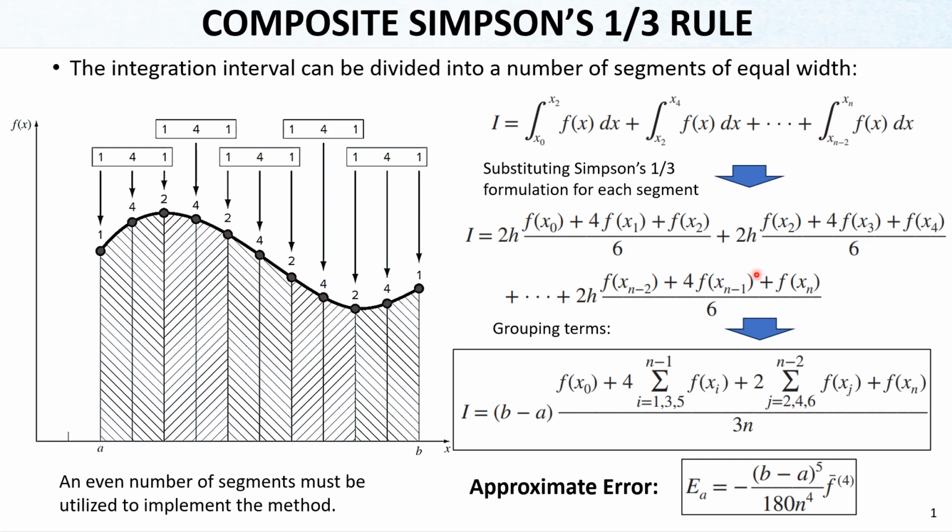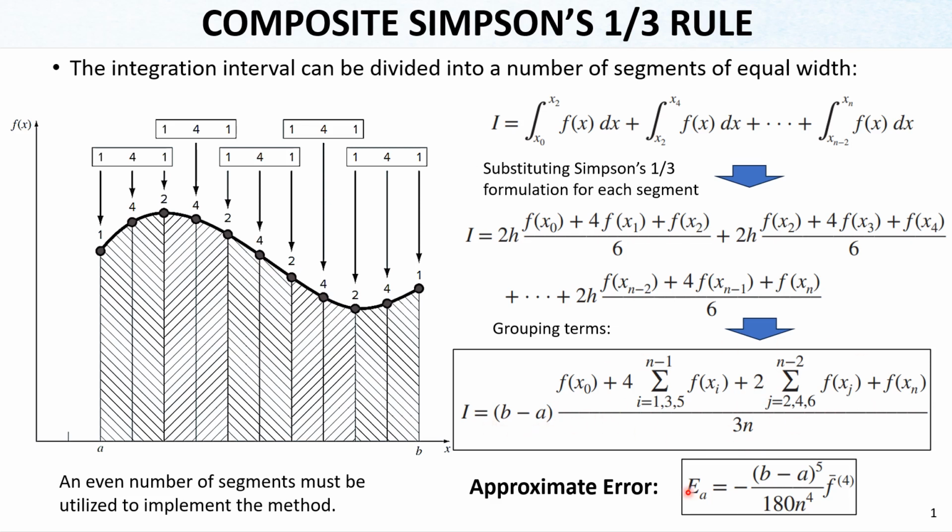This is the formulation. If we group them all together for an equal h, we have f(x0) here, the beginning, f(a), then f(xn) here alone, f(b), and in between points, the odd ones, 1, 3, 5, are summed and multiplied by 4, and the even ones, 2, 4, 6, are also summed but multiplied by 2, and all of it is divided by 3 times n. n is the number of segments, and multiplied by b minus a.